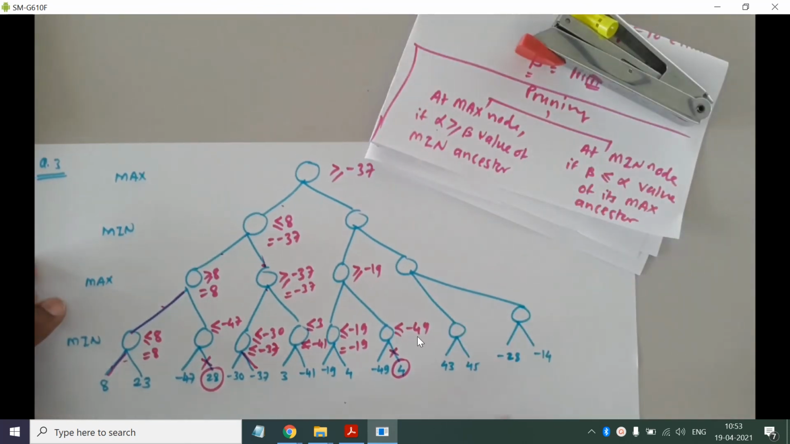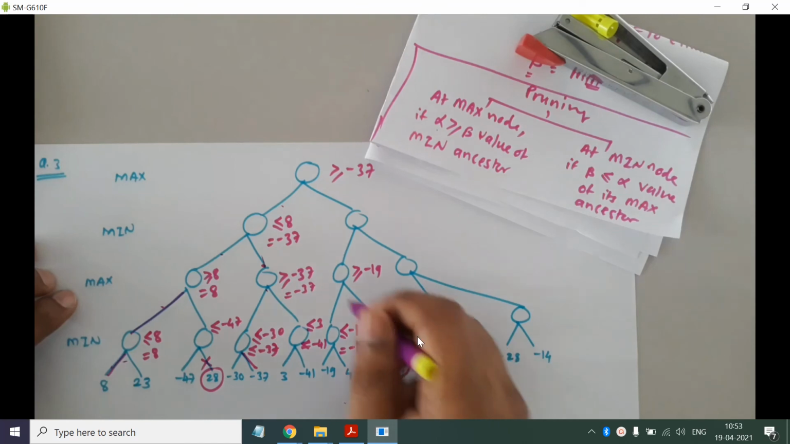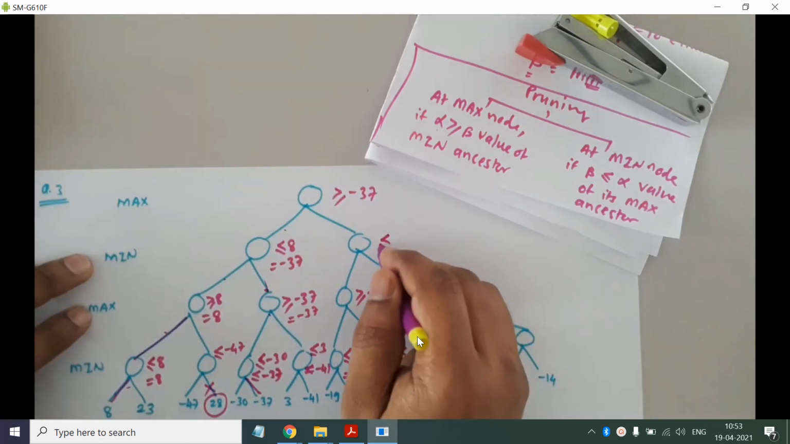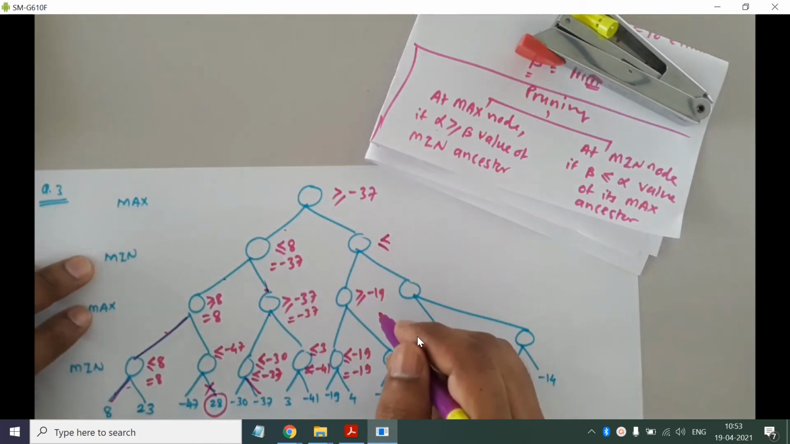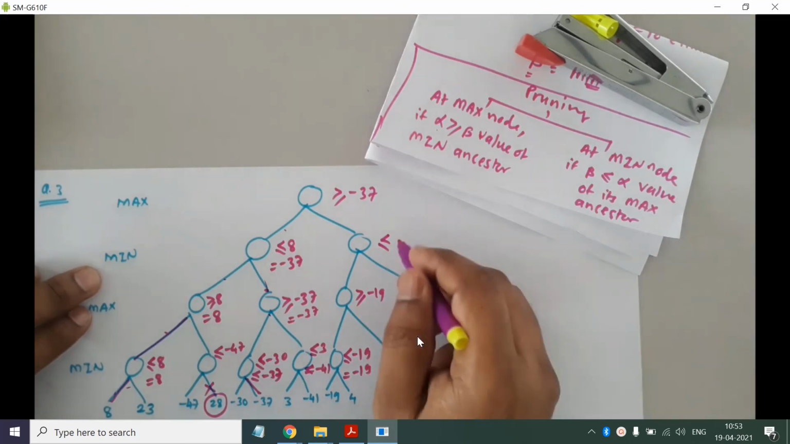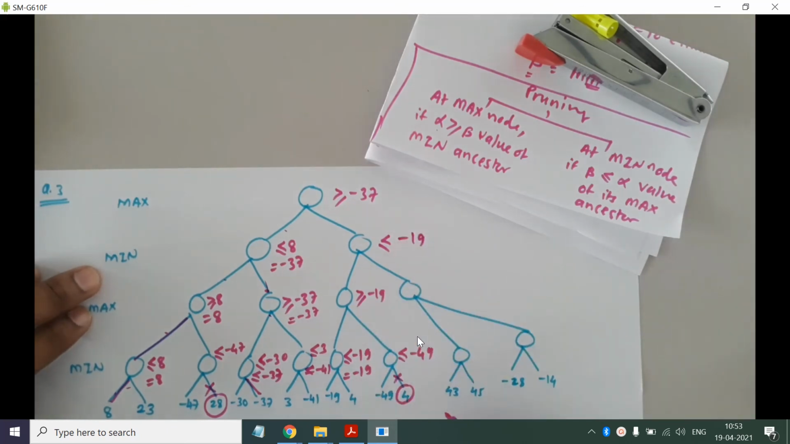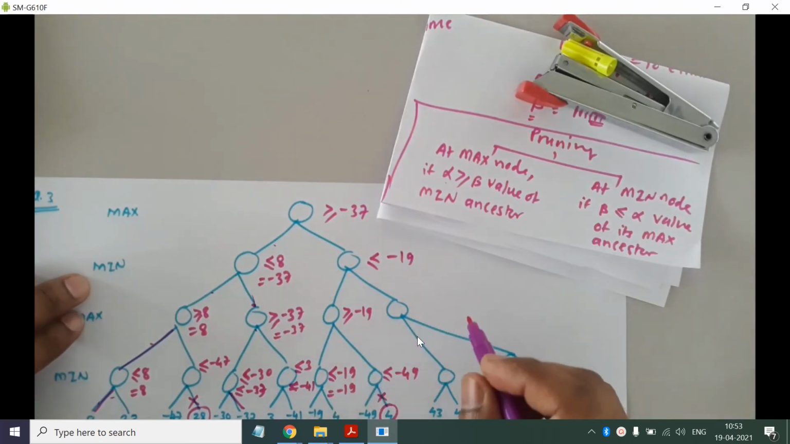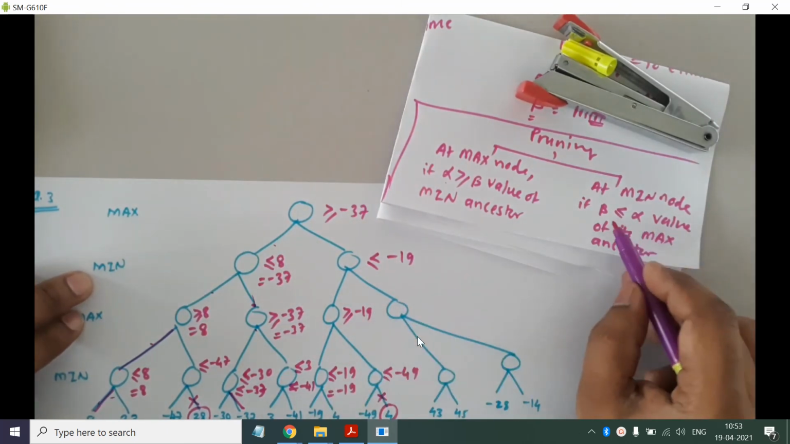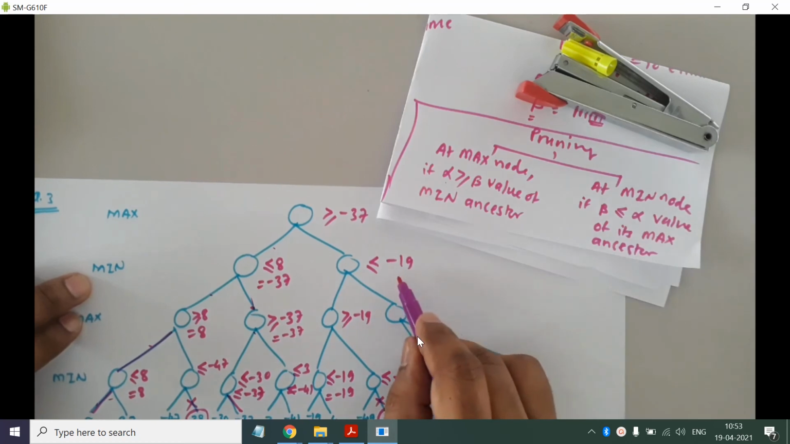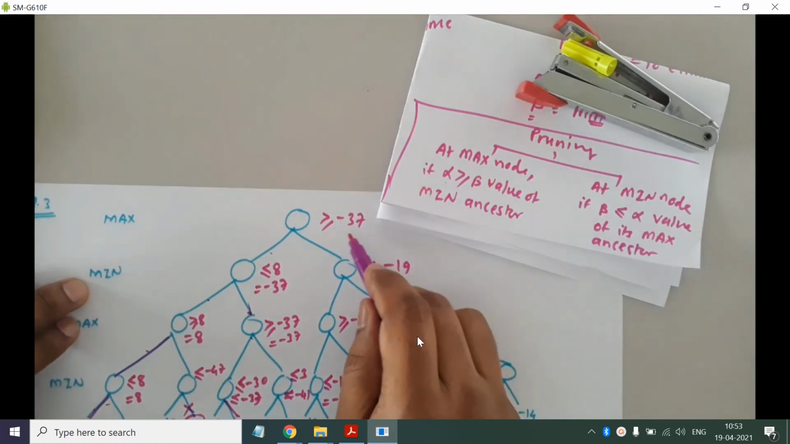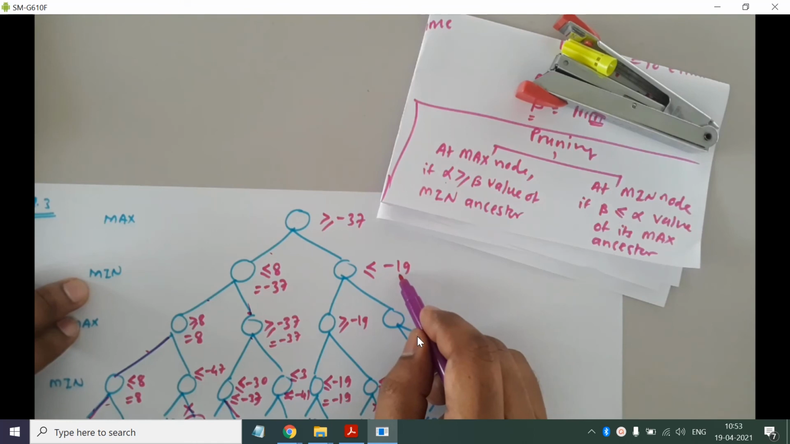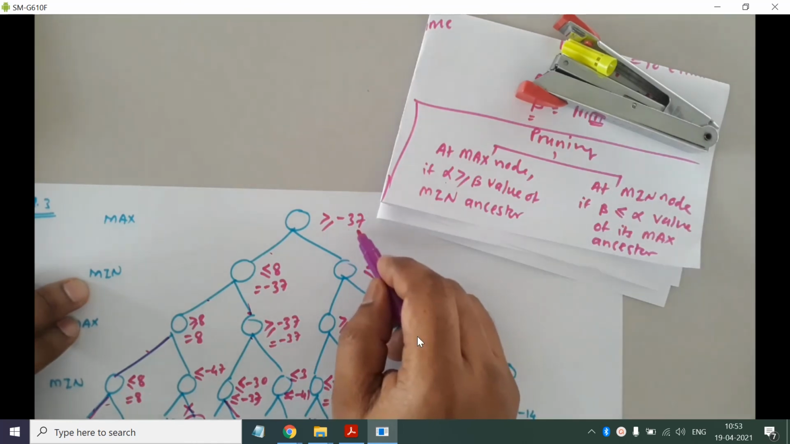So we'll come back. Min is expecting a value lesser than minus 19. Are we satisfying this condition? At the min level, the beta value is minus 19, the alpha value is minus 37. Is minus 19 less than minus 37? No, false.